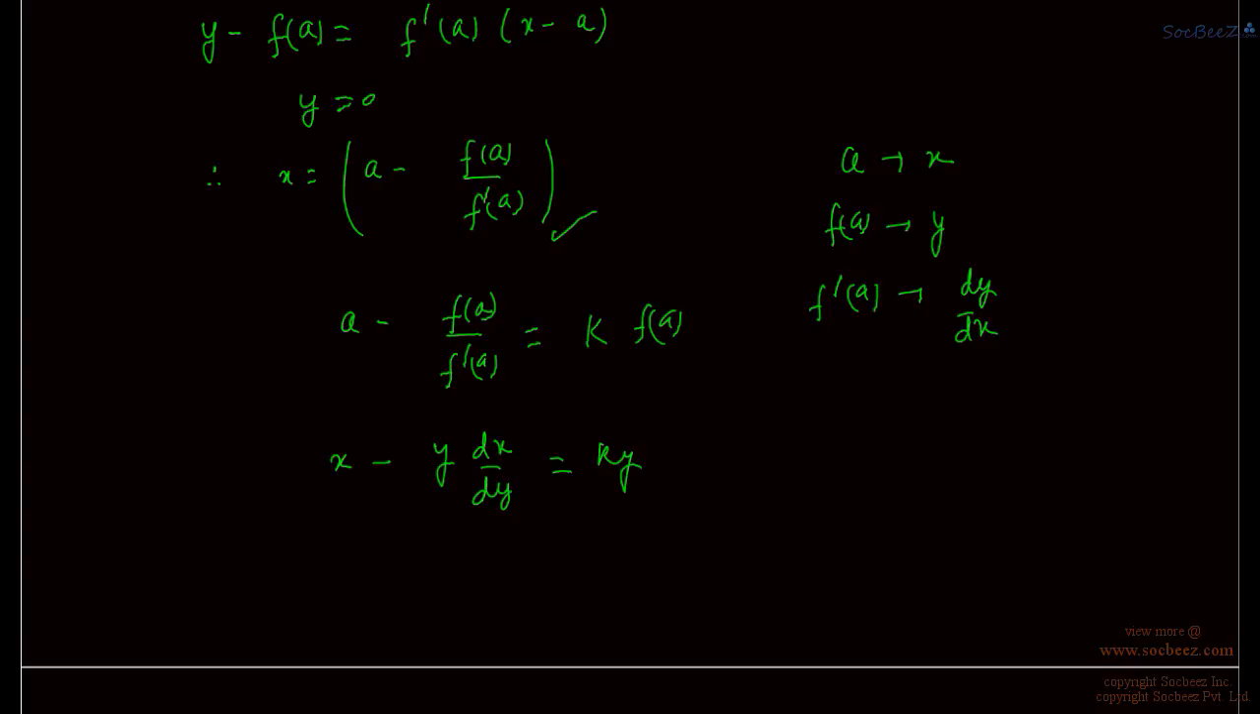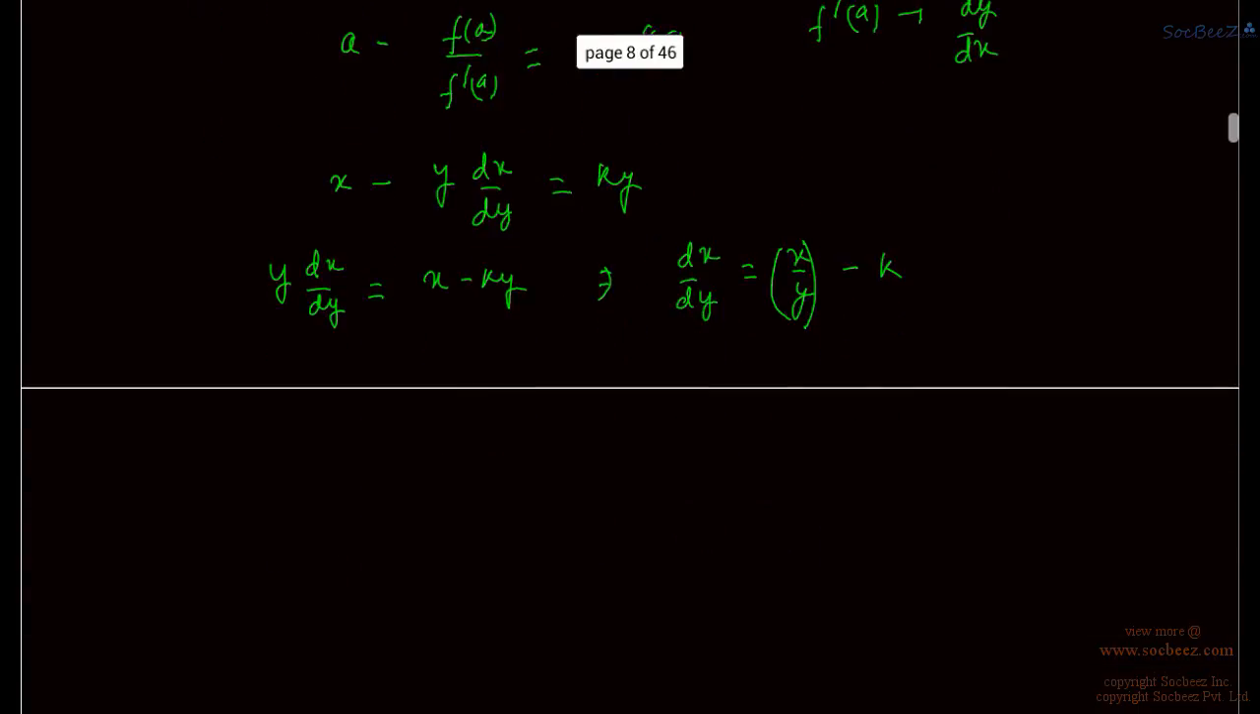Okay, so from here we get an equation in the form y dx upon dy is equal to x minus ky, or we can write dx upon dy is equal to x by y minus k. So this is a homogeneous differential equation.